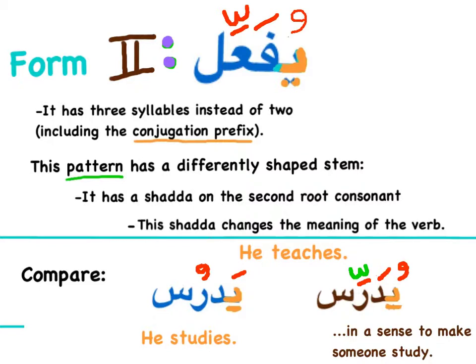Let's compare yadrus versus yudarris. It's basically the same word, but once you change the voweling, and by that I mean the pattern, you get he studies and to make somebody study, or teach, i.e. to teach. So you can see that this pattern kind of has the meaning of to do something, to be active. So again, يدرس is a form 2 verb, whereas يدرس is a form 1 verb.